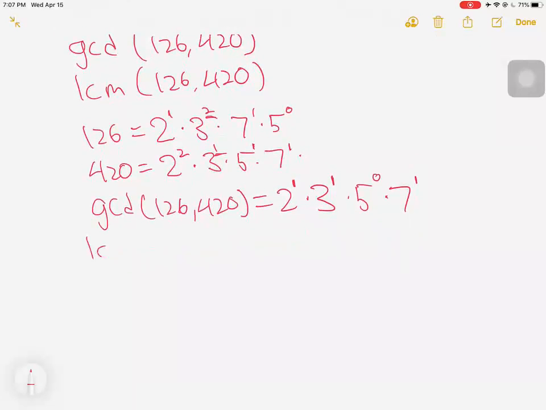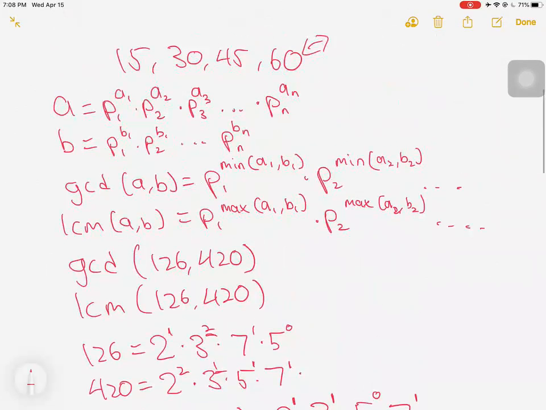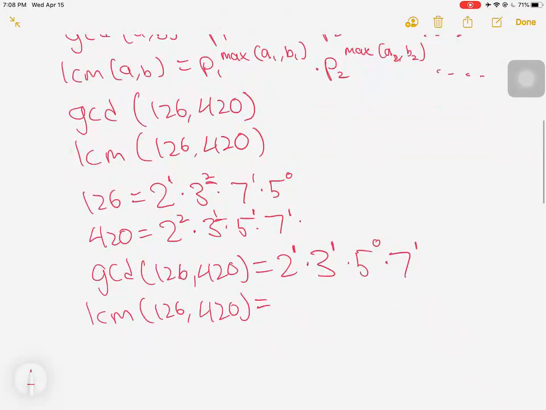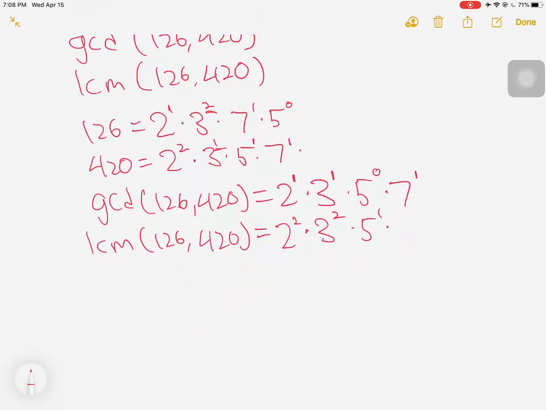We go to the least common multiple of these two numbers. We're just going to do the same exact thing, but instead of taking the smaller exponent, we take the larger exponent. So we compare the 2's again, and we see this one has an exponent of 1, while the other has an exponent of 2. So we take the larger one, which is 2. And similarly, we do this for 3, and then 5, and then 7. And again, for 7, both of them have an exponent of 1, so it doesn't really matter which one we take. And then we can just multiply these out if we wanted to.